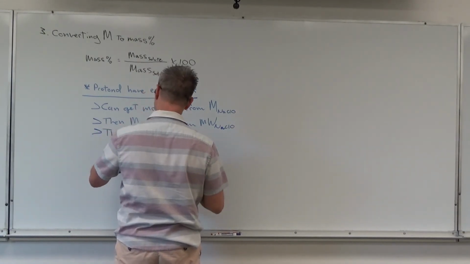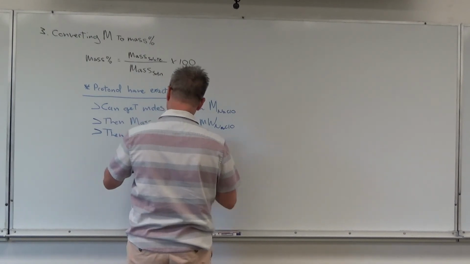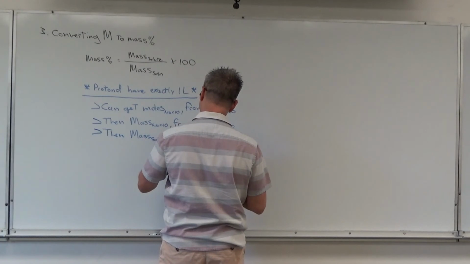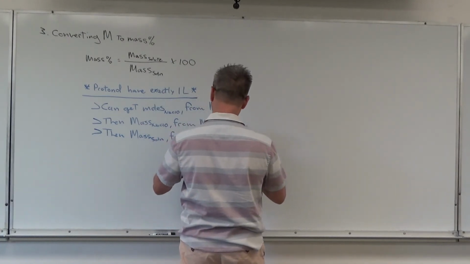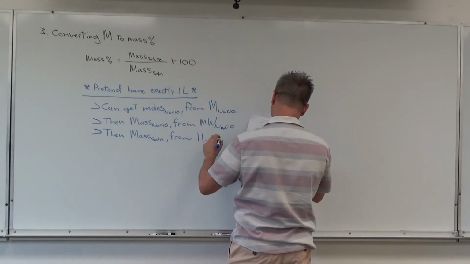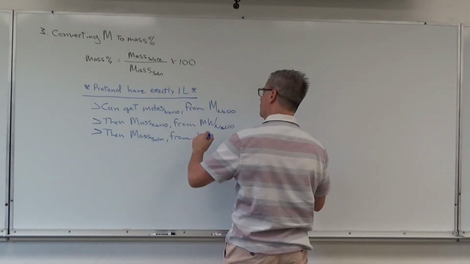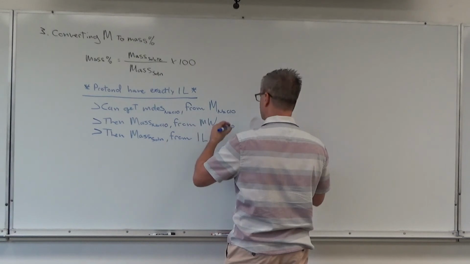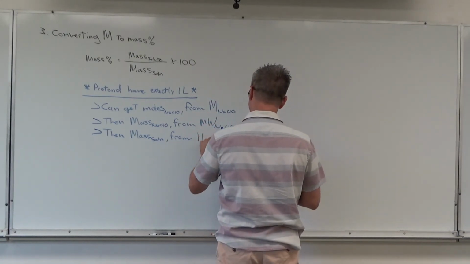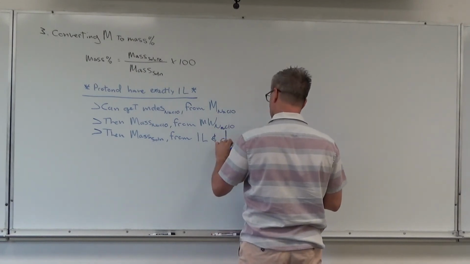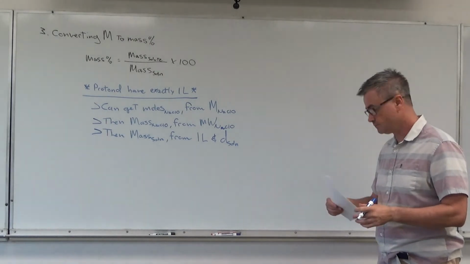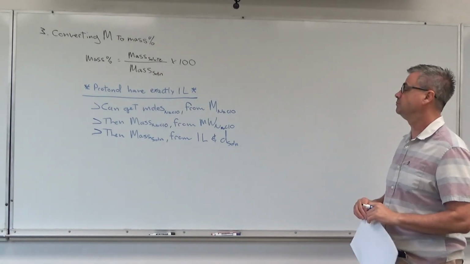Then you can get the mass of solution from your 1 liter of bleach. If you want to choose 1.5, or some other value, you can, but 1 makes it pretty simple. And then the density of the solution, again, that's in the workbook or the worksheet. Beautiful.